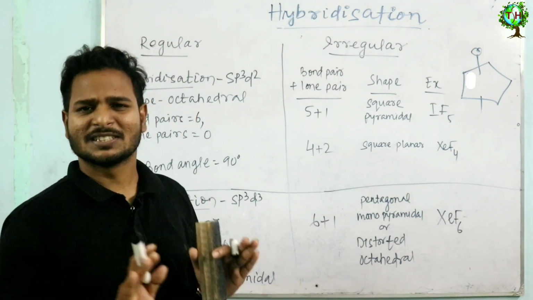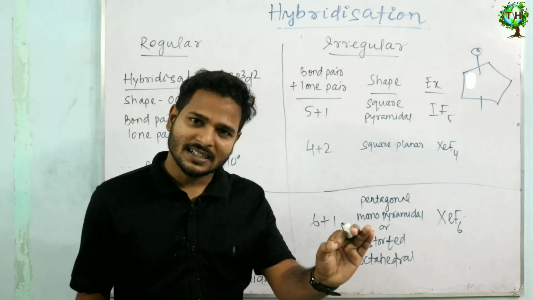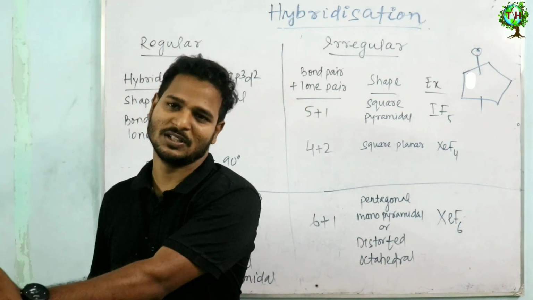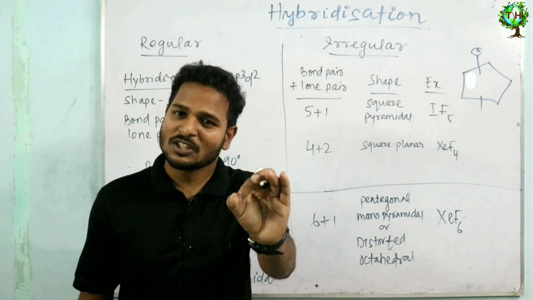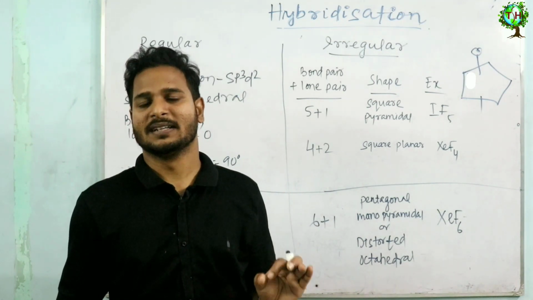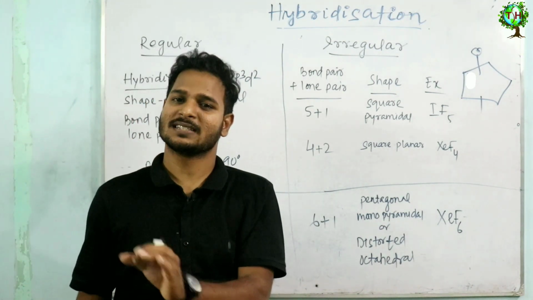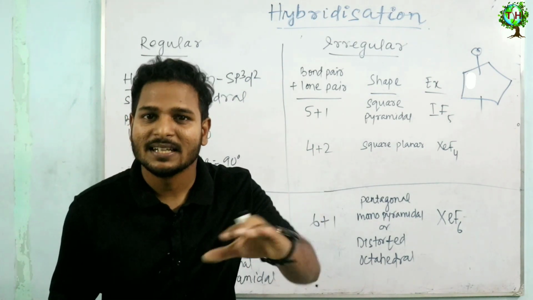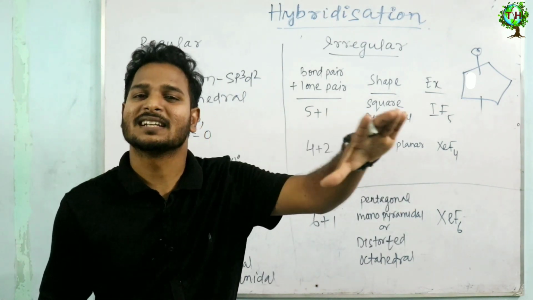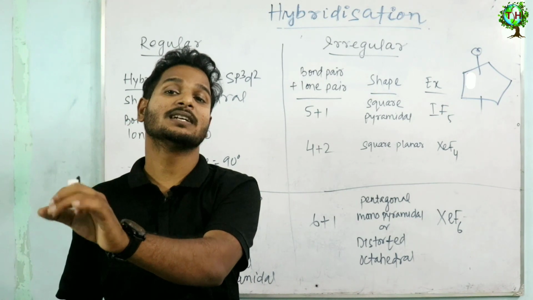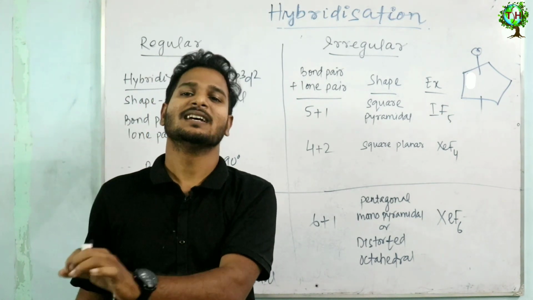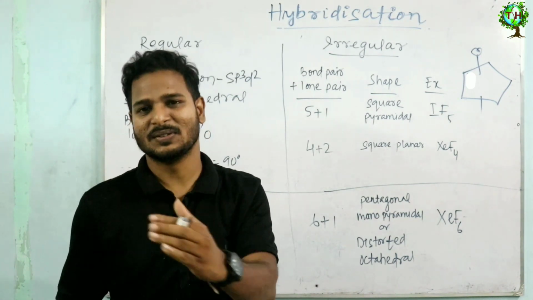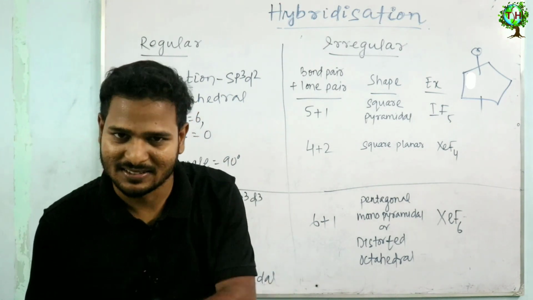So I hope you understand properly regular geometry and irregular geometry. Regular geometry has only bond pairs. Irregular geometry has both bond pairs and lone pairs. Regular geometry has symmetrical repulsion and a symmetrical structure. But in irregular geometry, due to the presence of lone pairs, the structure is distorted, so it is an irregular structure.